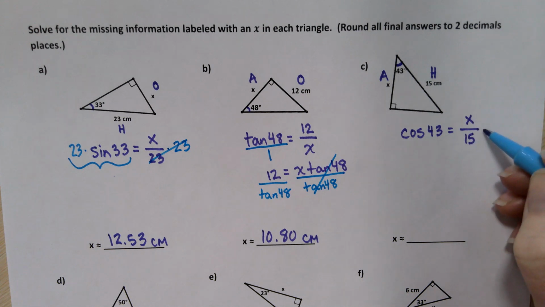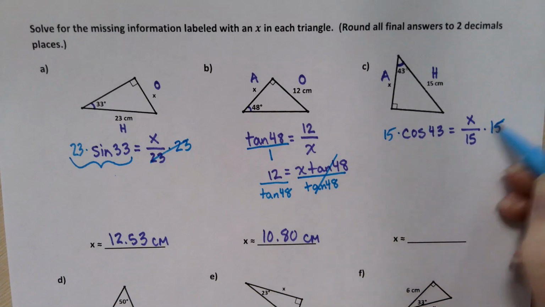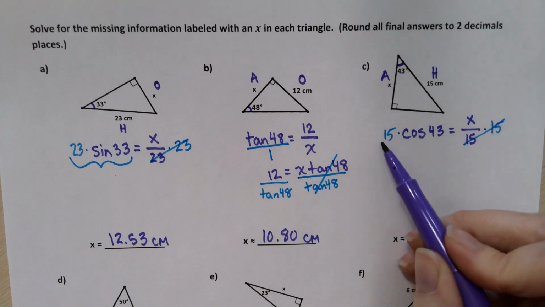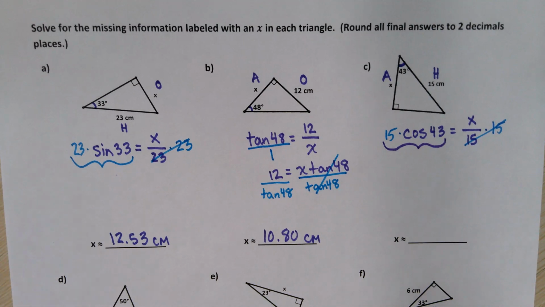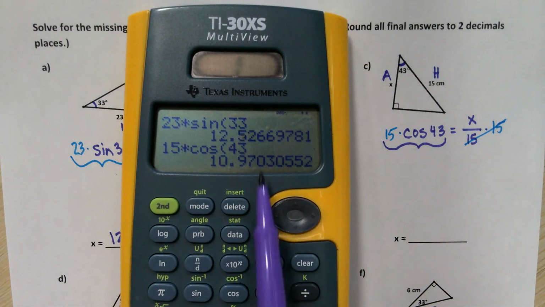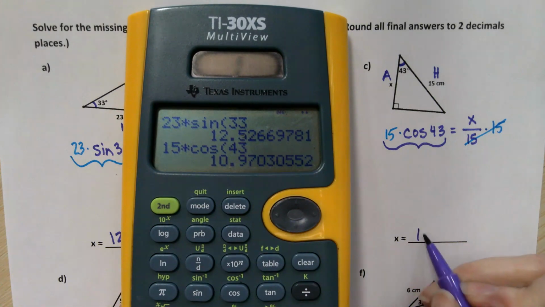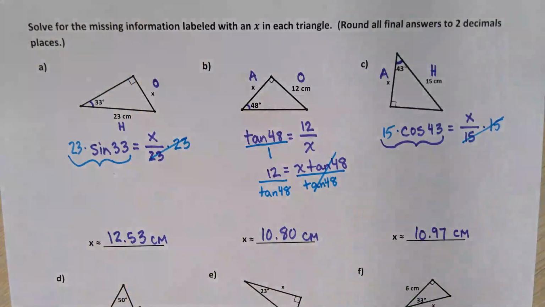X divided by 15 can be isolated by just multiplying both sides by the 15. So I've got my x by itself now, which means I'm ready to calculate. 15 times cosine of 43 gives me a 10.970. 0 does not tell me to round up, so 10.97 centimeters.